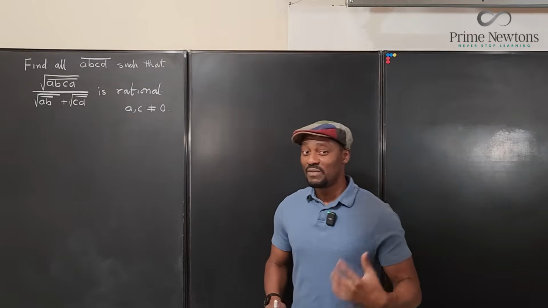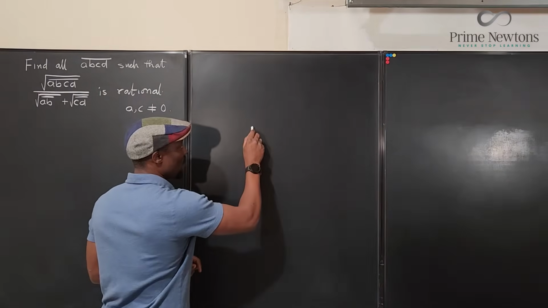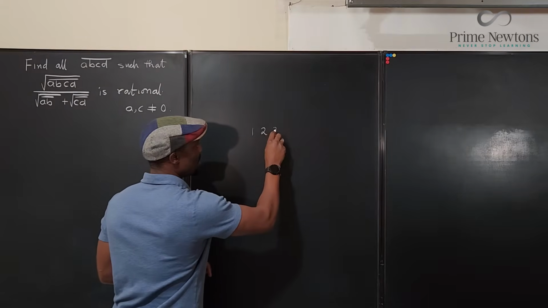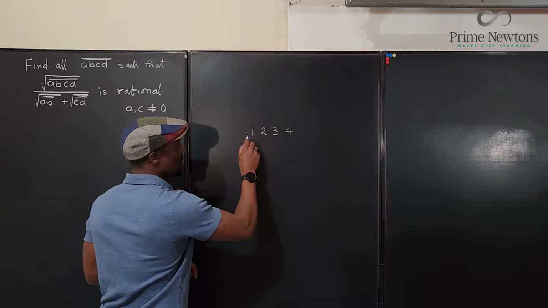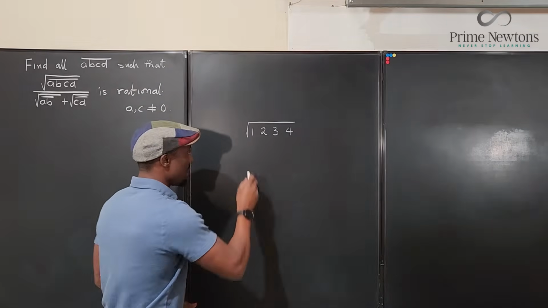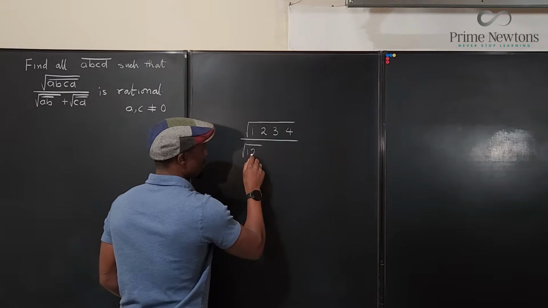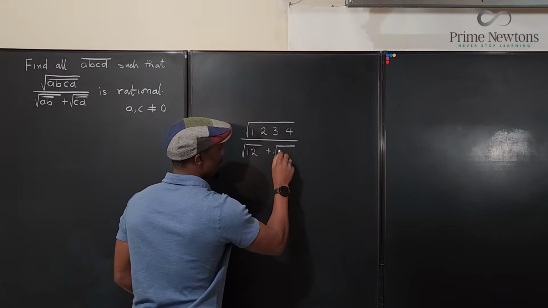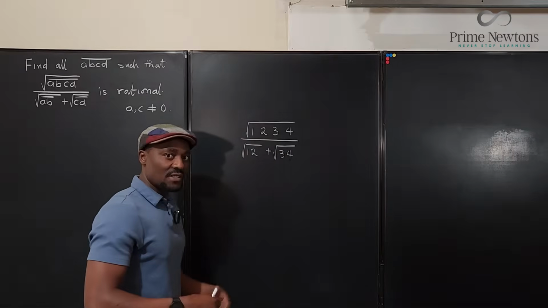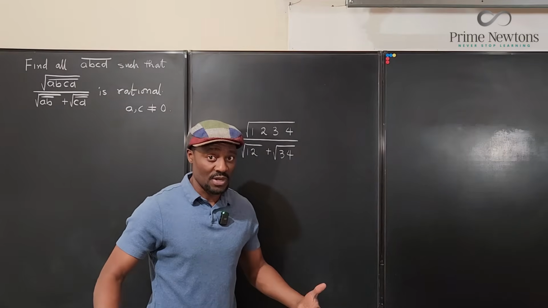Essentially, we're looking for this. This is an example: 1, 2, 3, 4. You take the square root of 1,234 and you divide it by the square root of 12 plus the square root of 34. And the answer you get is not irrational, it is a rational number.